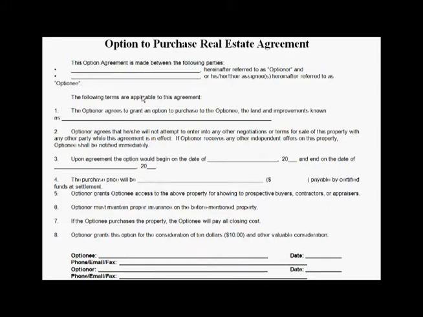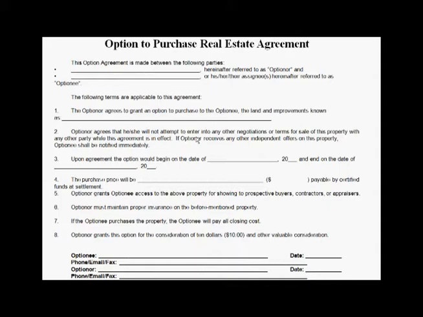Okay, the following terms are applicable to this agreement. Number one, the optioner agrees to grant an option to purchase to the optionee the land and improvements known as. This is where you would put the full address of the property: address, city, state, and zip. And if you also wanted to put the tax ID or parcel number in there, that would give you a little extra coverage.